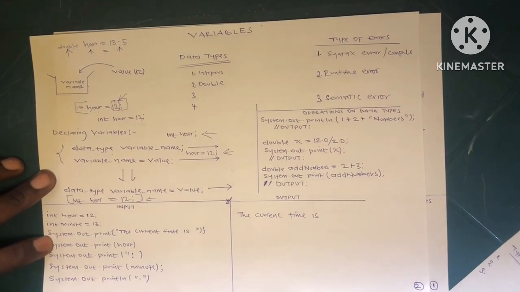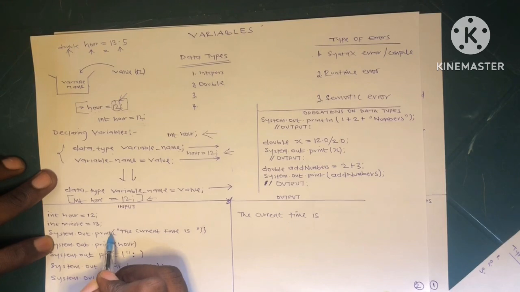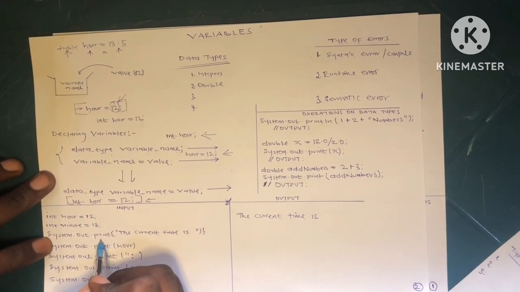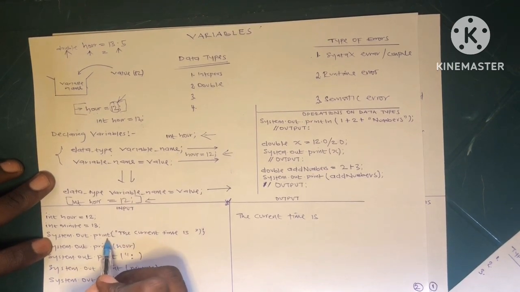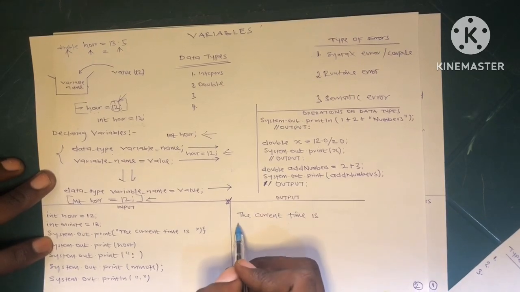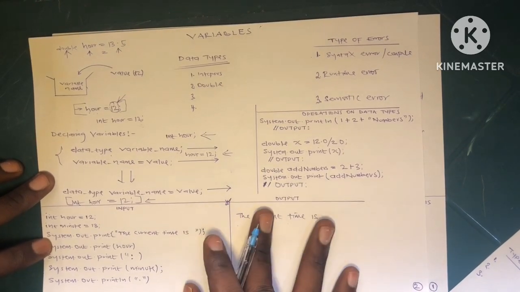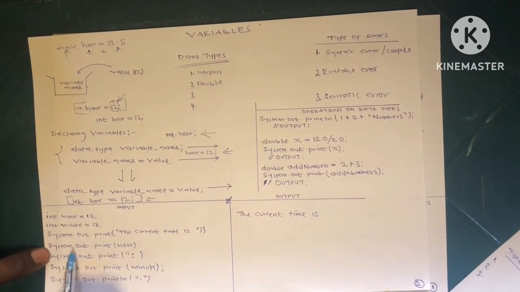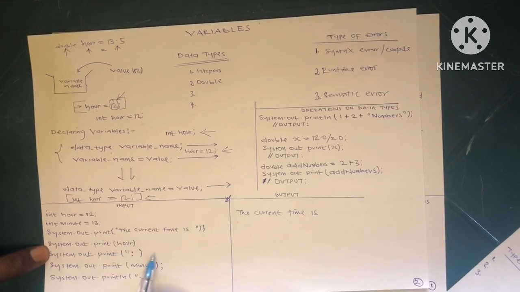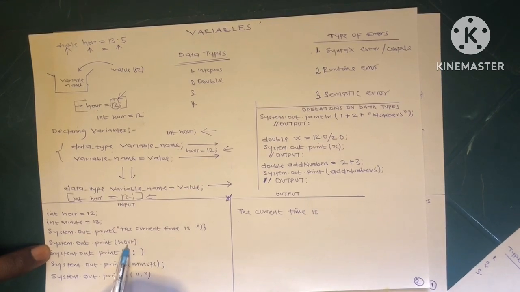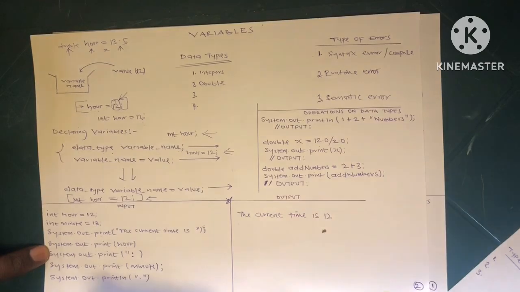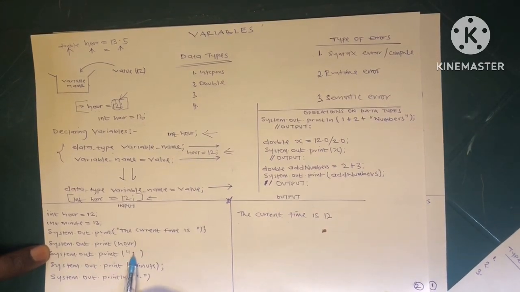Now observe something. If you do notice something, I did not put a ln here. This is just a print statement, not a print line. So it means that the next execution will continue on this same line. It will not come back to the next line. Hope you're understanding. Now let's go to the next line. It says system.out.print hour. So what is hour? Don't forget, I told you when the computer sees hour here, it is seeing 12, right? So it prints 12.